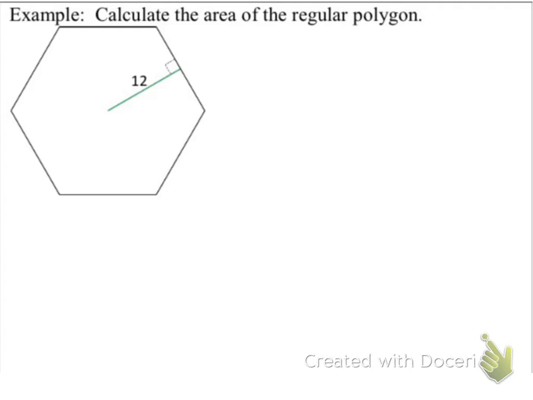So if I go through and I identify the radius, if you take a look at this, this is a hexagon, which has 6 sides, which means I'm going to have 6 purple triangles. Now I'm just going to focus on the one that was given to me. So find the angle that you want to find. The process is going to be the same as what we did before.